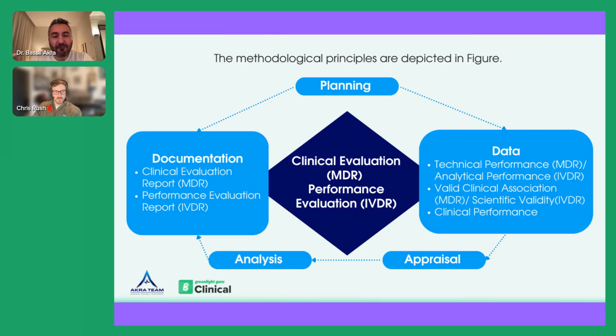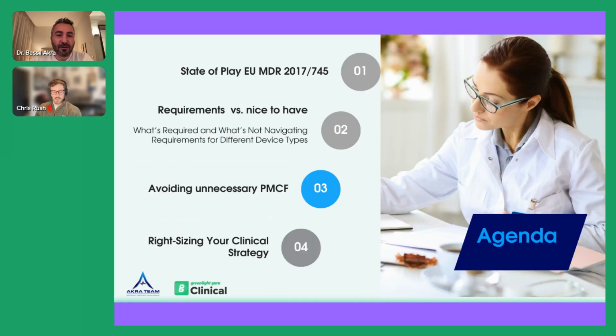You need to plan and define how much data would be sufficient. You're going to be looking into the technical performance data. You're going to be looking into the valid clinical association, which is much more the state of the art. And then you're going to define whether you need to do a clinical data collection via a clinical performance study to get data. Then you appraise the data, analyze the data, and come to a conclusion, similarly to any medical device. So you see a software has similar principles, but different wording that you need to consider to ensure that you are compliant.